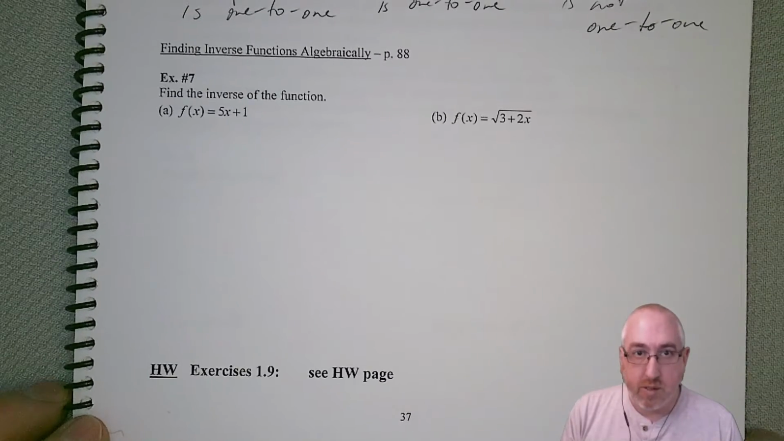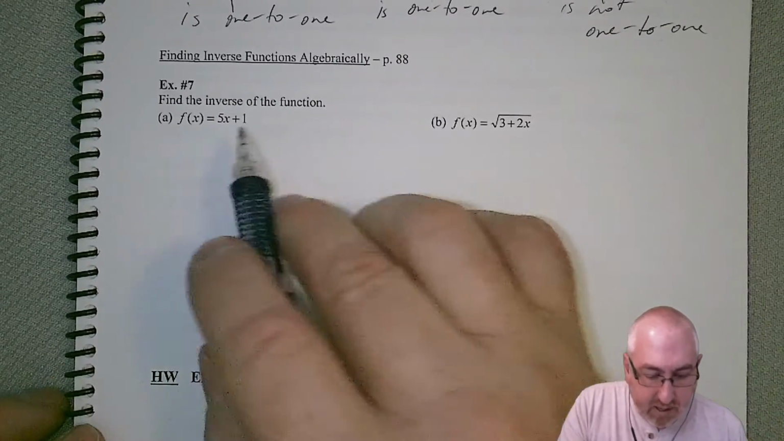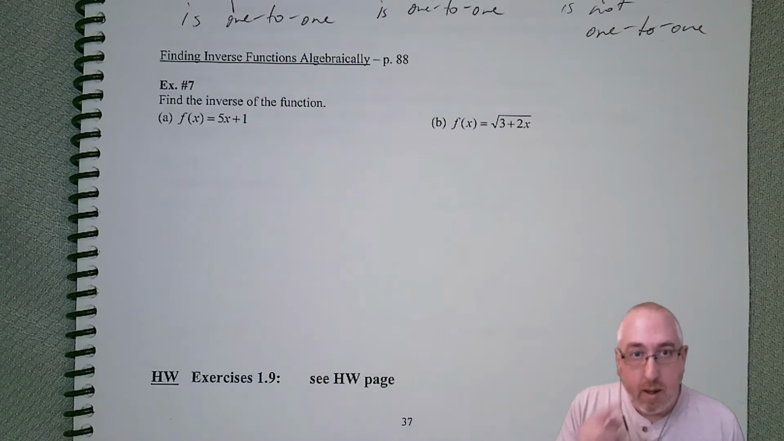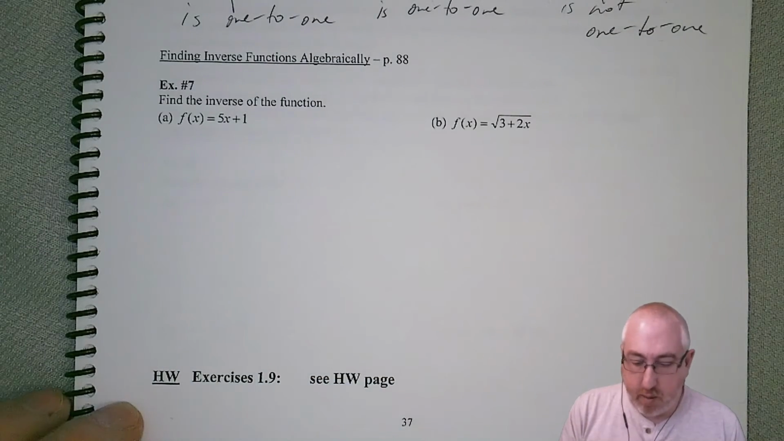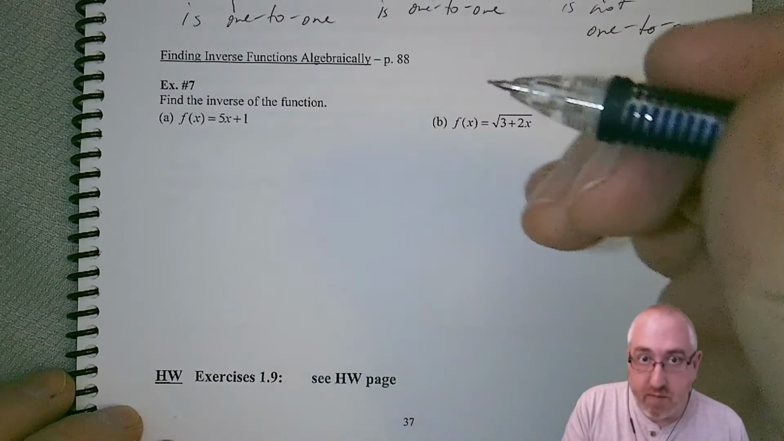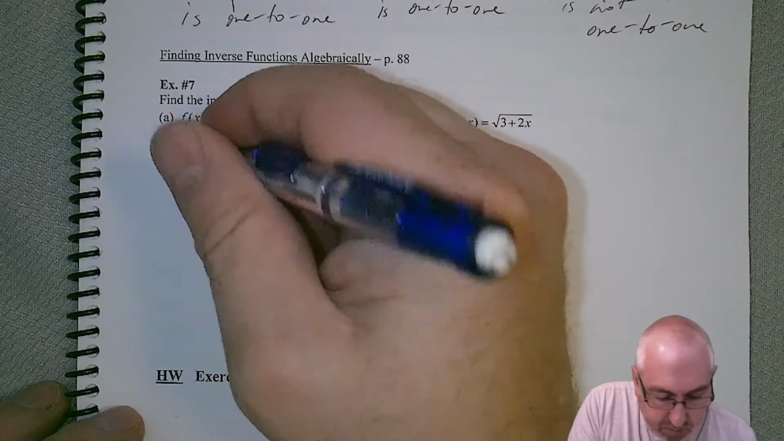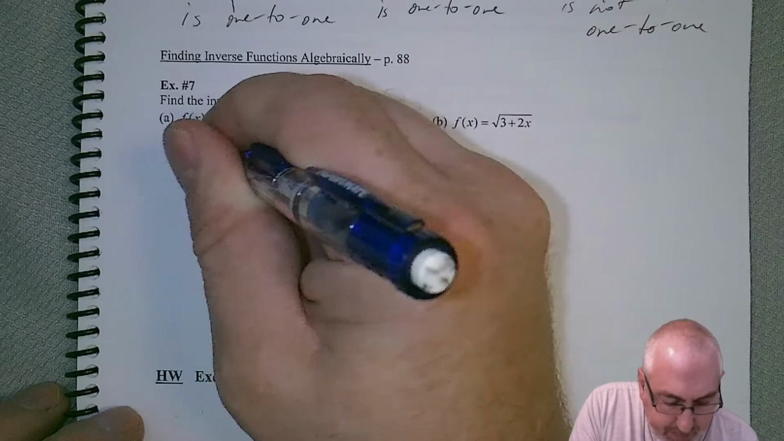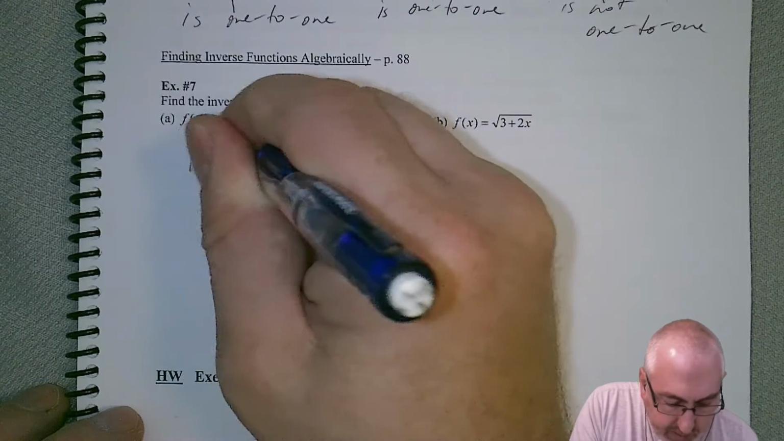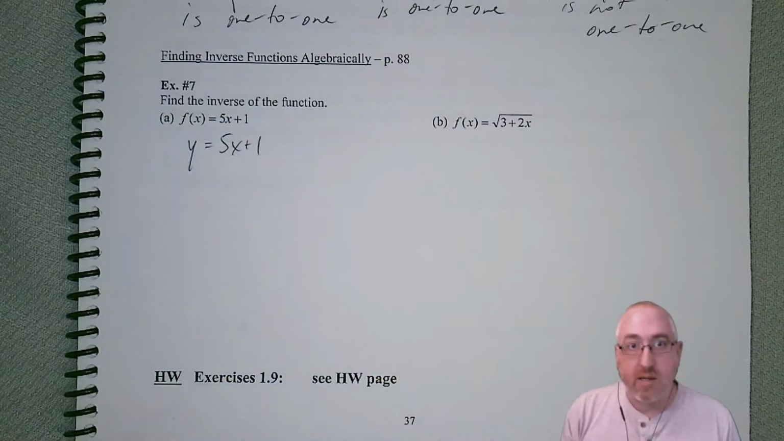So we have two examples here. 5x plus 1 is equal to our function. Now, if we just follow this, as best you can, the first step is just to change f into y, just to make it easier for us. So that's step 1.